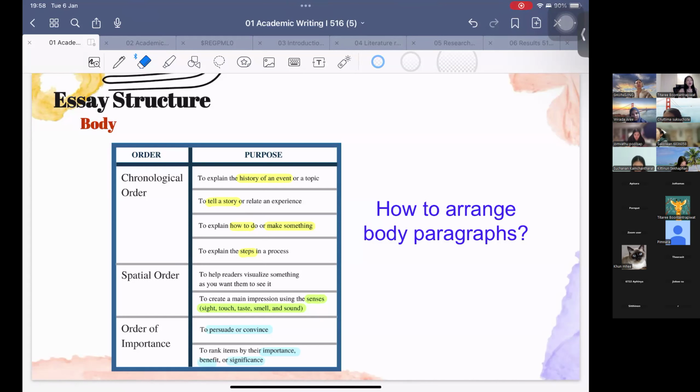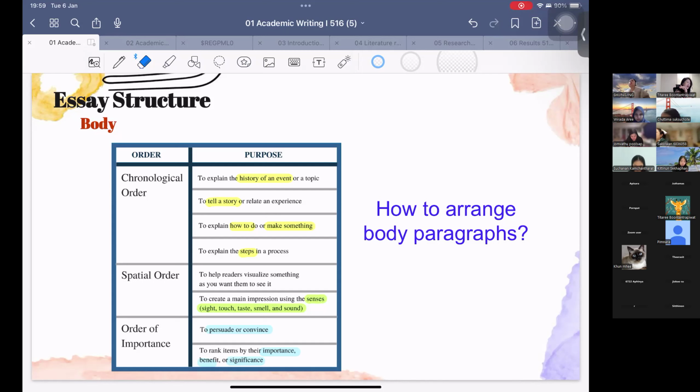How to arrange your paragraph. There are several ways, and the first one is called chronological. Chronological means that you organize your paragraph based on time. This is appropriate when you talk about a story or history, or a step-by-step process of something. We know what happened first, what happened next, and what happened after that, so it's super easy to arrange. Whatever happened first should be in the first paragraph, and what happened last should be located in the last paragraph. As simple as that.